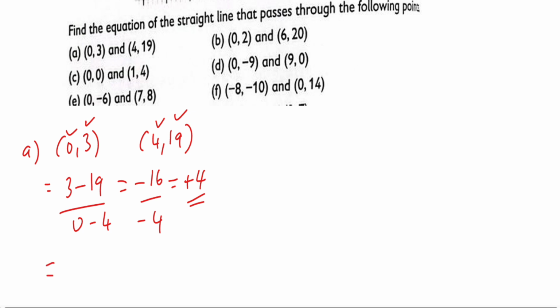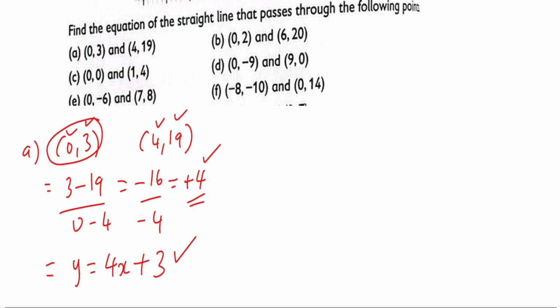So y equal to mx plus c. Our m is our gradient, which is 4. Therefore 4x. Our c, we said, is our y-intercept, and our y-intercept is 0,3, because if it touches the y-axis, the x is obviously 0. So therefore our y point will be 3, and our y-intercept is 3, obviously. So this is your answer.